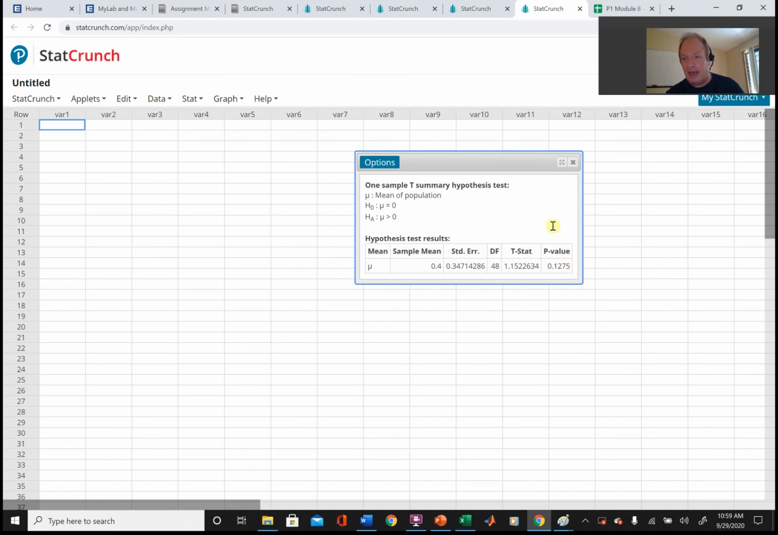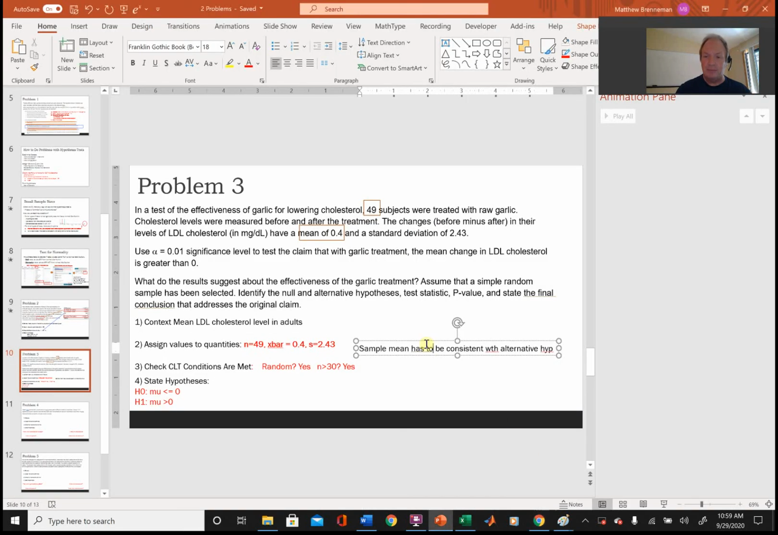This is our p-value, 12.75%. So I'm testing at alpha of 1%, right? So if I go back and look at the problem, alpha is 1%. So 1%, my p-value is greater than alpha, right? 1% is less than 12%. So p-value greater than alpha, we don't reject the null.